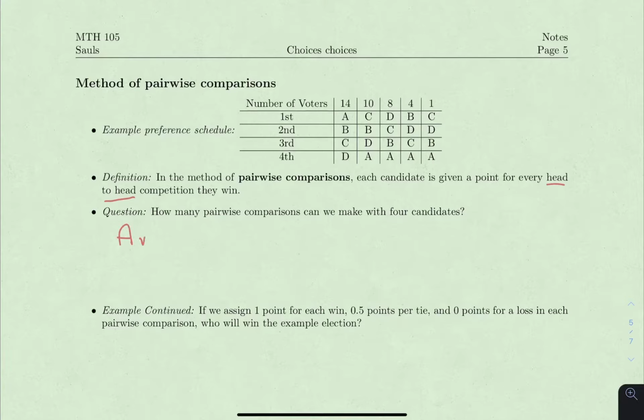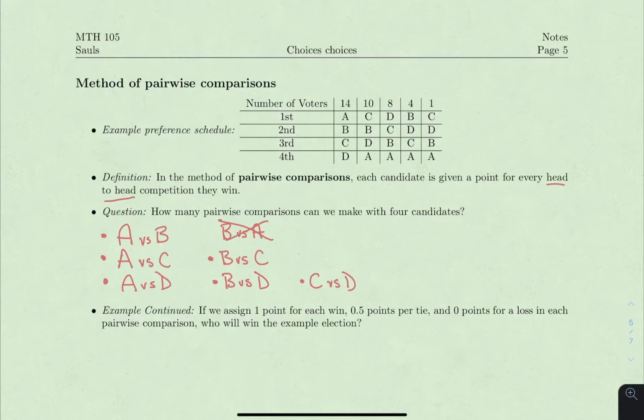But with just pairs, we're talking about A versus B, or A versus C, or A versus D. Those are all the pairs that A can be a part of, because you don't pair with yourself. We don't need to look at B versus A, because that's the same as A versus B. But B can be compared with C, and B can also be compared with D. There's still C versus D, and that's going to be all of them.